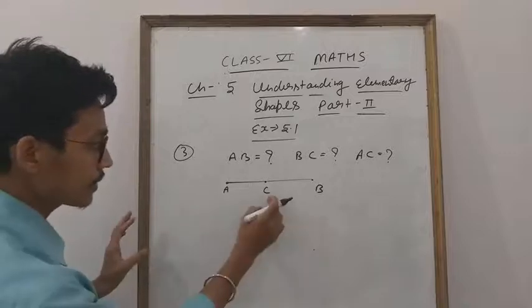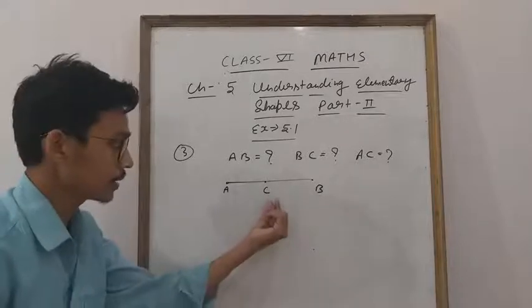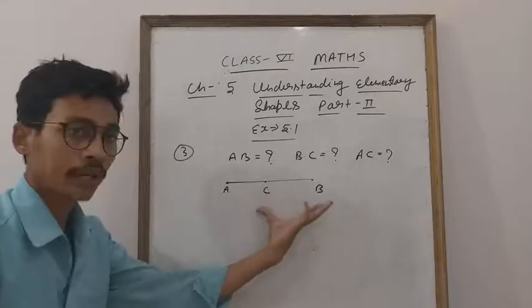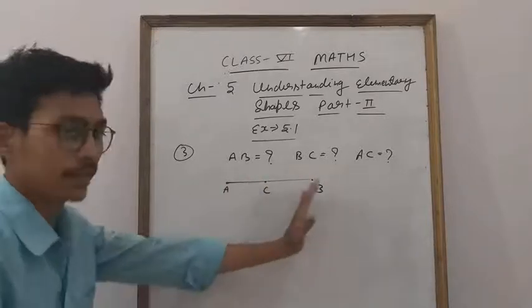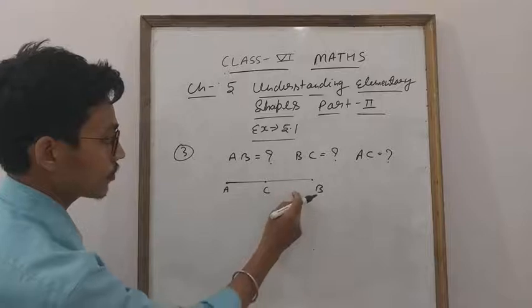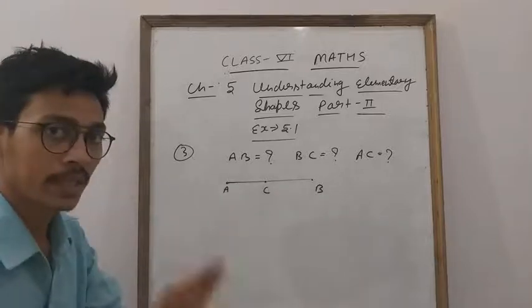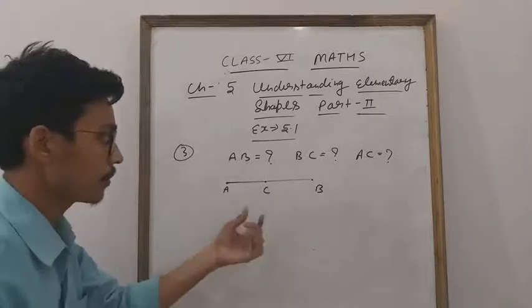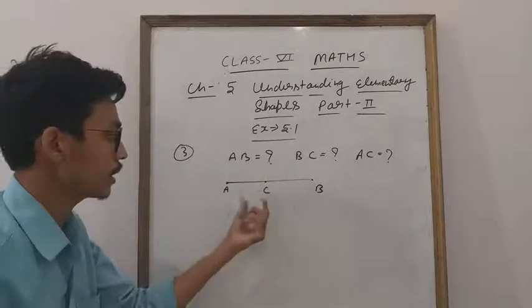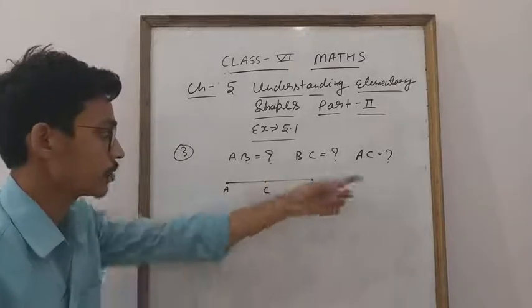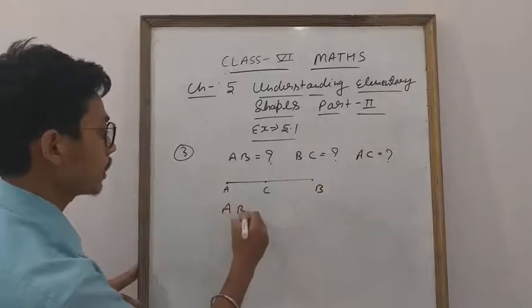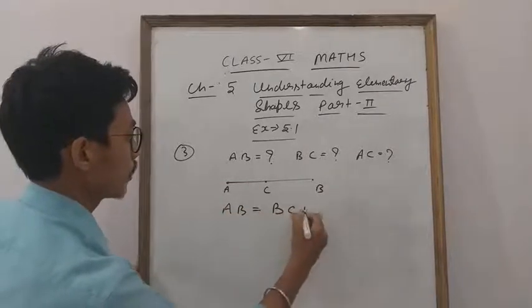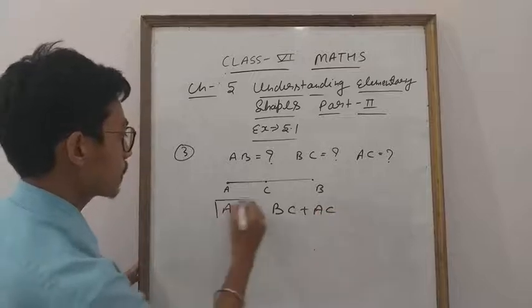You know that this is the midpoint. See, this C divides AB into equal parts. So let us assume this is 6 cm, so this will come 3 and 3. If this is 7 cm, this will come 3.5 and 3.5. You will measure AB, BC, and AC, and then you will find out that AB will be equal to BC plus AC.